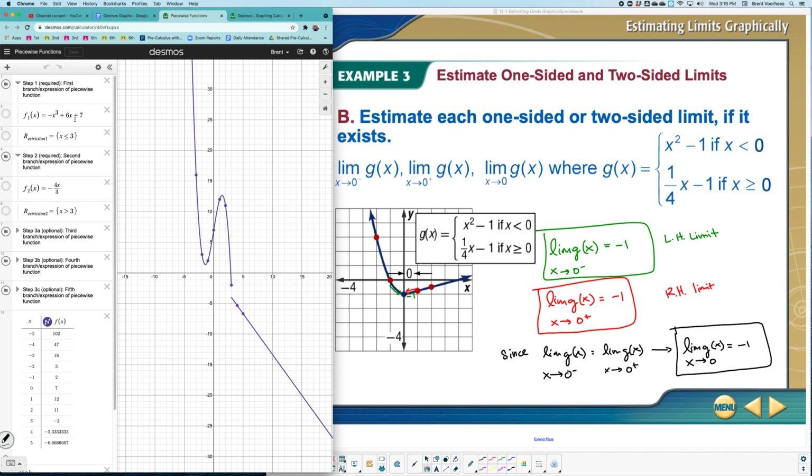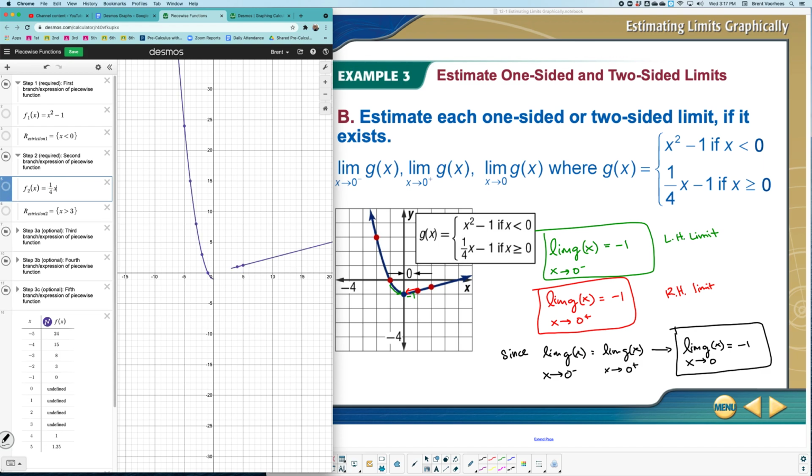This is 2 branches, so in step 1, I'd put the first branch here, x squared minus 1, as long as x is less than 0. And for branch 2, we would have 1/4 x minus 1 if x was greater than or equal to 0. And so that's how you can get the same picture on Desmos.